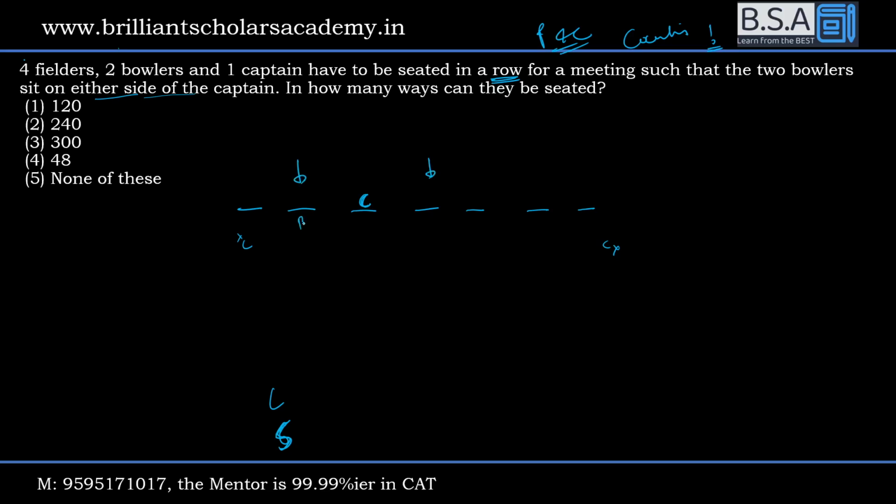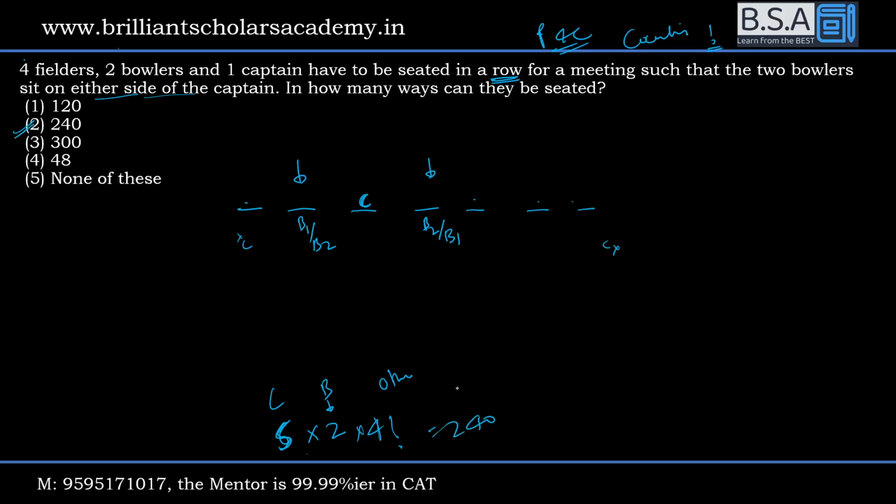Let us say the bowlers are B1, B2, B2, B1. So the bowlers have 2 ways of sitting. बाकी सब हमें फर्क नहीं पड़ता. How many others are there? 1, 2, 3, 4. So 4 factorial for others. 5 into 2 is 10, 10 into 4 factorial is 240.